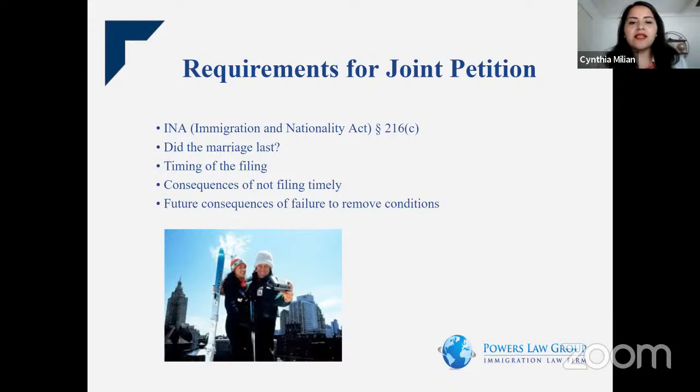So it's very important, like I said, that you file it timely. You want to start working on everything early. You can file it about 90 days before the 2-year green card expires. If you don't file it timely, you can get referred to court, and you don't want that to happen.